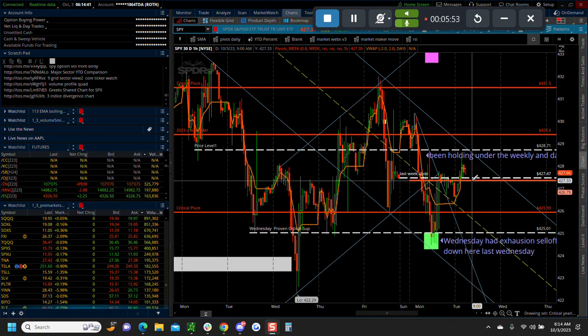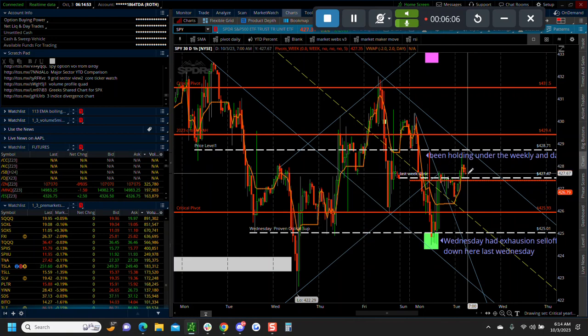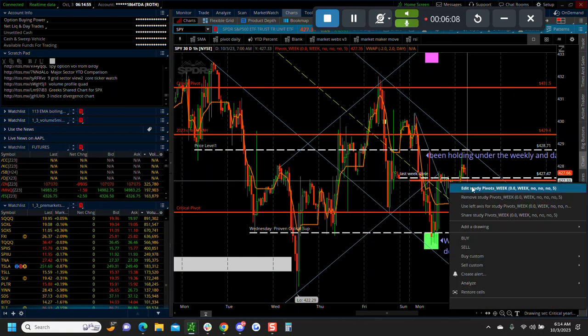And so what we got today is a lower daily pivot. So now we're coming into today's session above the daily pivot, and we are above the weekly pivot as well to open this session. So the posture is looking just a little bit better.